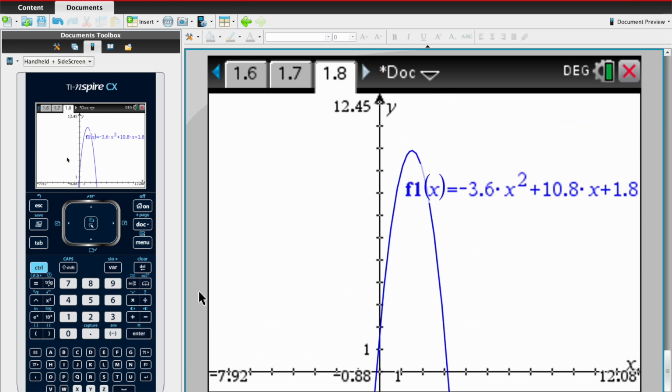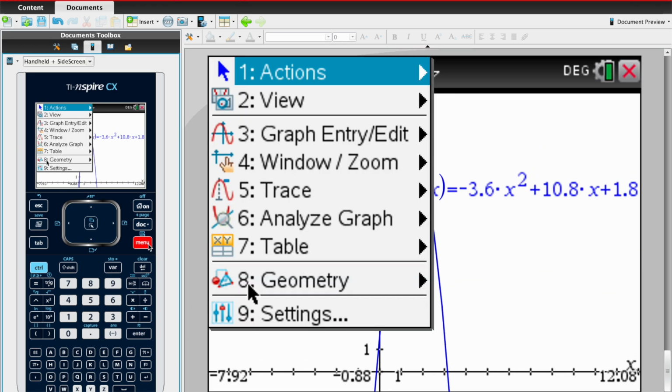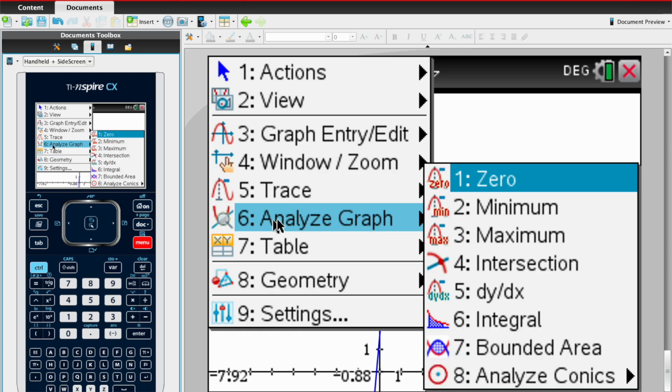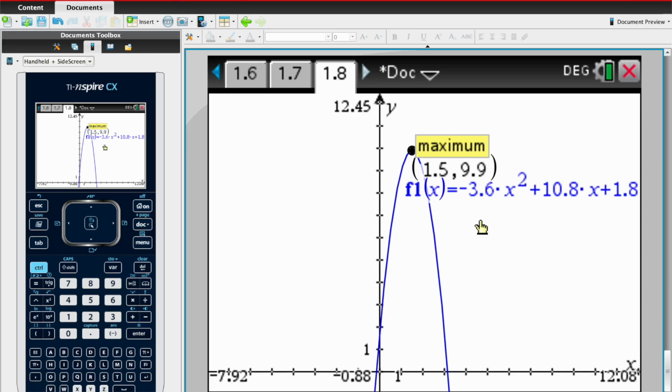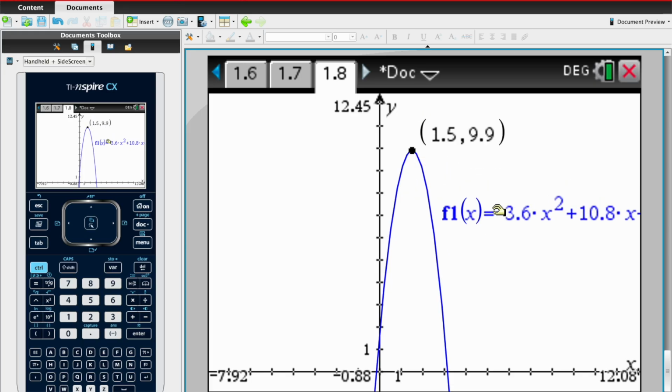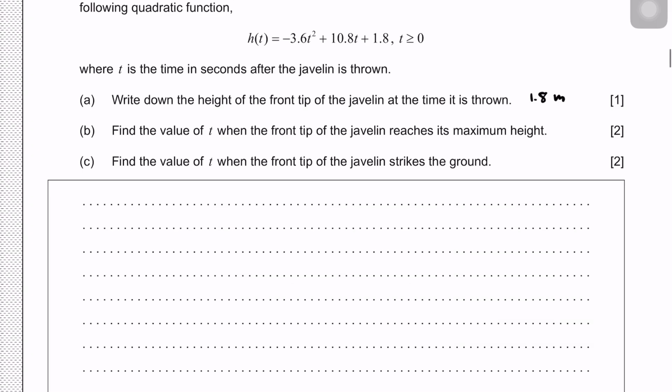You can just pinch zoom. Analyze graph, maximum. And in this case, what do we have? The value of t when it reaches its maximum height is going to be 1.5. After 1.5 seconds, it reaches a maximum height of 9.9. So let's go ahead and write that out.